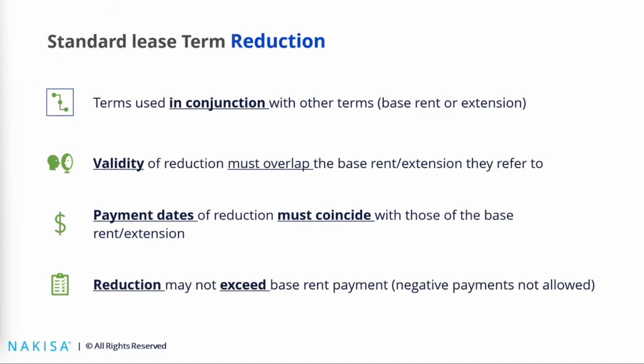Let's see more about reduction. The reduction term is used in conjunction with other terms like base rent or extension. The validity of the reduction term must overlap the base rent or extension. For example, if we have a contract validity from January to December 2025, the reduction term should not go beyond December 2025. Do you have any question regarding that?